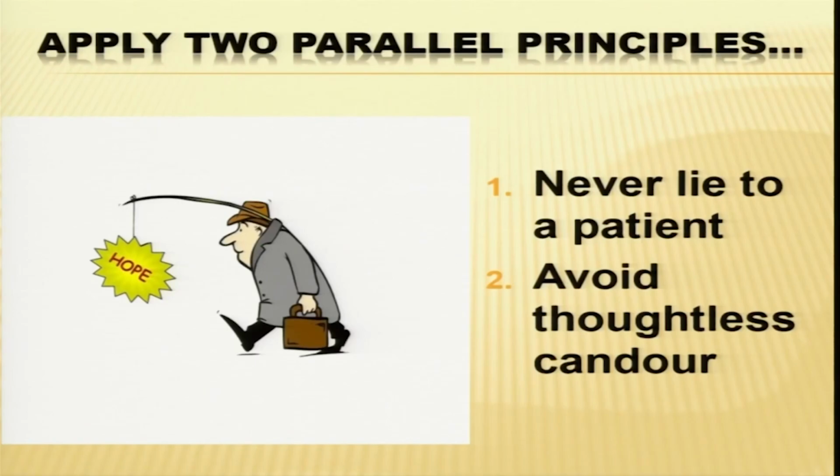Last thing, never lie to a patient. Never lie to him. Whatever has happened, slowly and slowly release the information so that he can digest it. Not all of a sudden, this is what has happened. Slowly and slowly, like how we treat our children. Similarly, a patient also needs to be treated like a child. And avoid thoughtless candor. Be sympathetic. Don't be haphazard. Don't have apathy towards the disease as well as the patient.